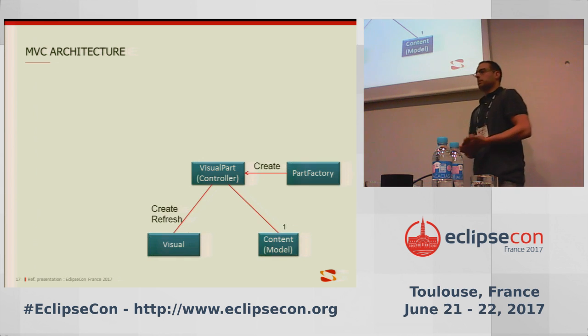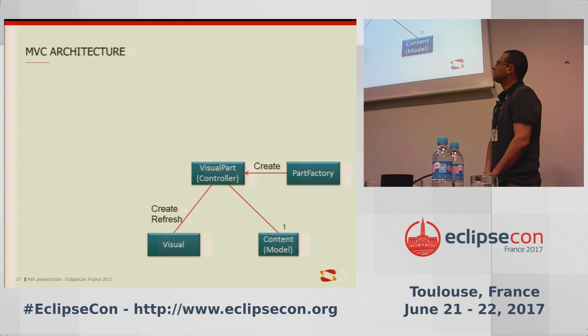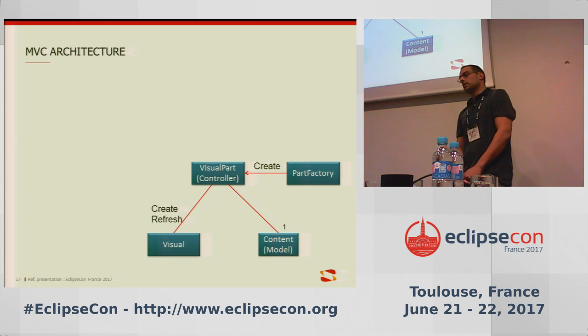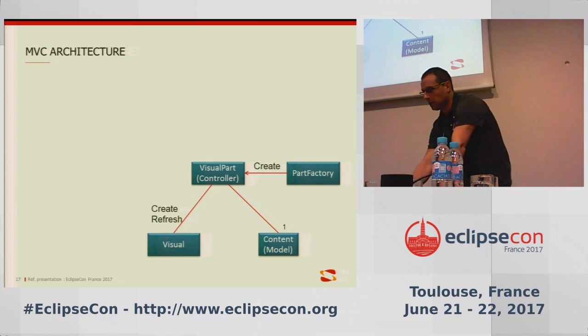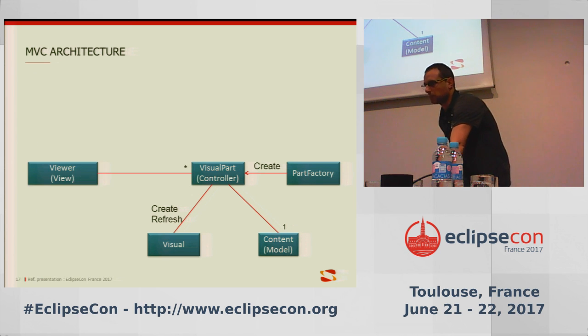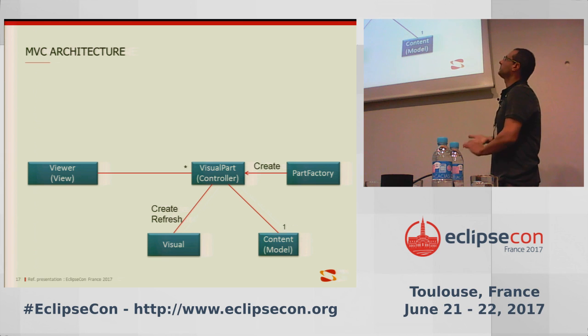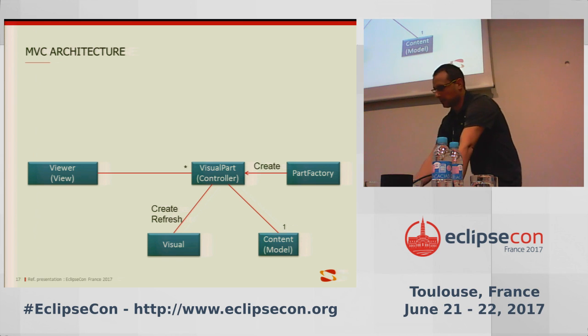So the visual parts are created by a part factory that will create the visual part and associate its content, that is a model. And then the visual part is responsible for creating and refreshing the visual that will be displayed in the viewer. So the viewer is a view that has a set of visual parts inside.